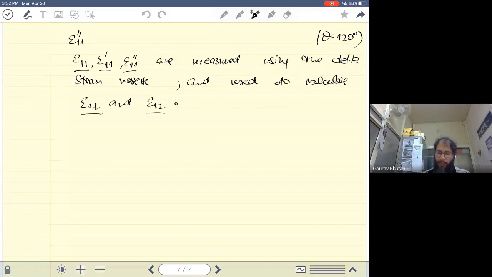So please try the problem. I have not put numbers here, but you can put the numbers as given in the problem, and you can calculate the values of epsilon 2 2 and epsilon 1 2.